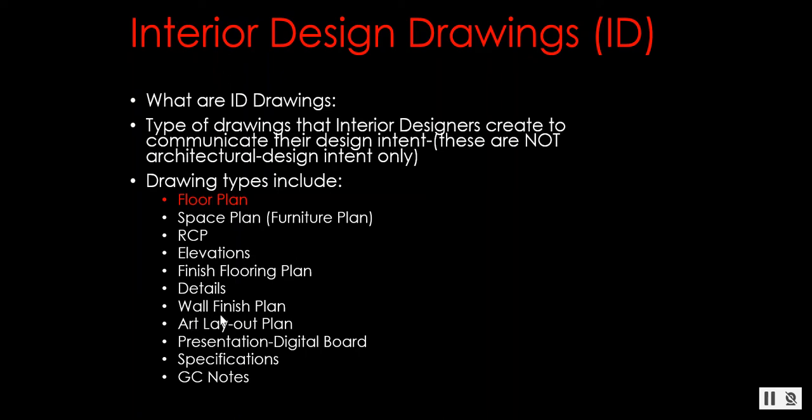We may even do a wall finish plan, which shows the walls and what finishes are on the walls, like paint or wall covering. Sometimes some specialty drawings might be an art layout plan, which shows the art that goes on the wall. We do presentation like digital boards. We also provide plans that have specifications and also a plan that has general contractor's notes. We call those GC notes.